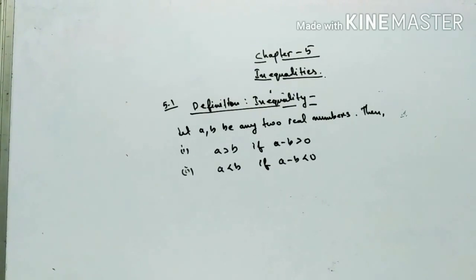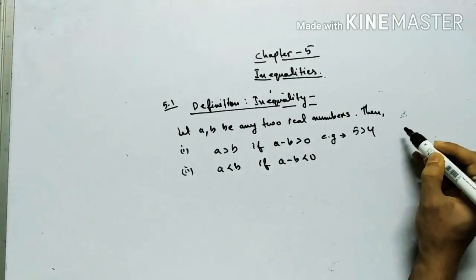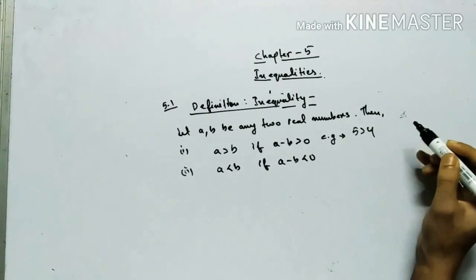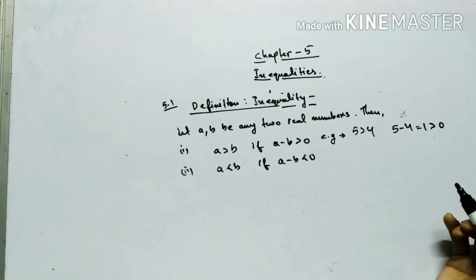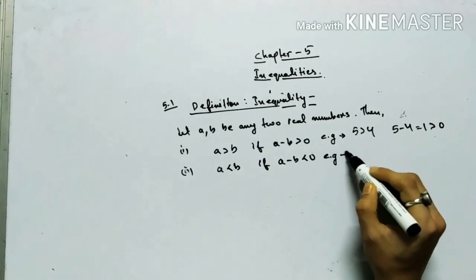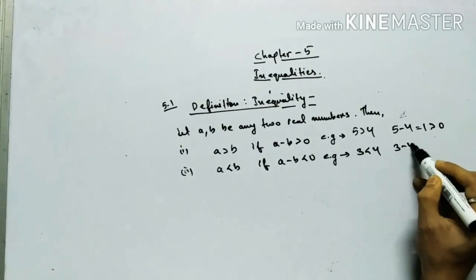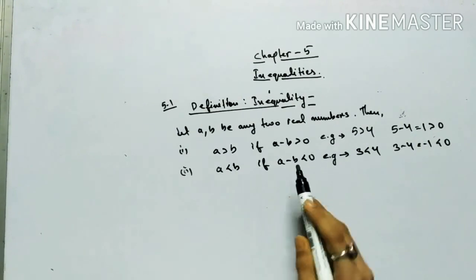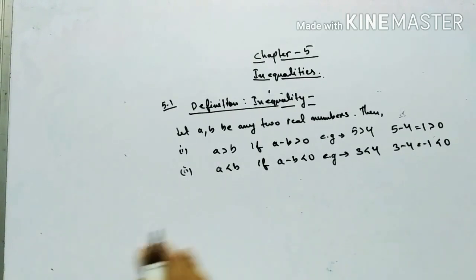Next, I will give one example. You see 5 is greater than 4. Of course, 5 is greater than 4 because 5 minus 4, which is 1, is greater than 0. And in this example, 3 is less than 4, because 3 minus 4 is minus 1, which is less than 0. So A will be greater than B if A minus B is greater than 0, and A will be less than B if A minus B is less than 0.